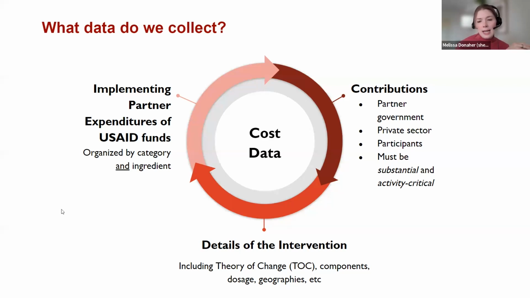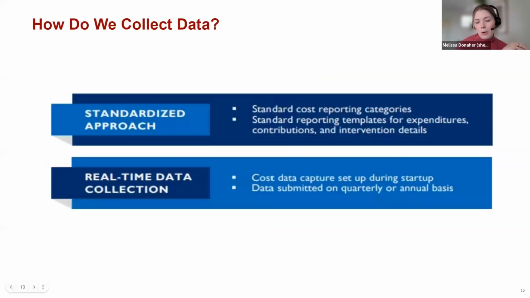So we can go to the next slide just to make this a little bit more tangible. So two key things to note about our approach. One is that we have standardized the approach. Over time, we've worked to develop a standard list of cost categories, as well as a number of templates and resources for capturing expenditures, contributions, and intervention details in a standardized way.